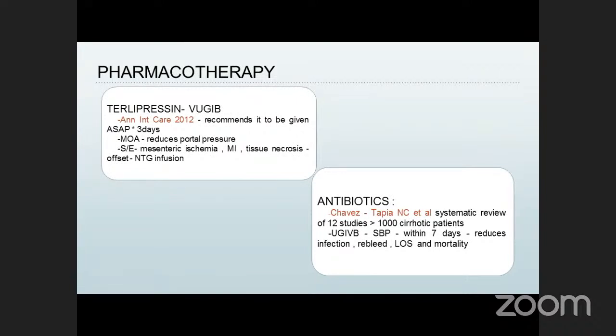So now again, the use of antibiotics. Chavez-Tapia et al. have given a study, a systematic review of more than 12 studies where they studied over 1,000 cirrhotic patients of upper GI variceal bleed, in which they have recommended that in order to prevent the incidence of spontaneous bacterial peritonitis, it needs to be initiated within 7 days, which reduces the risk of infection, rebleed, length of stay and mortality.